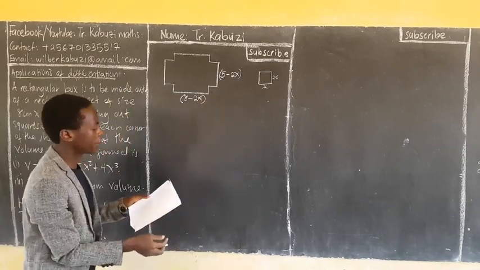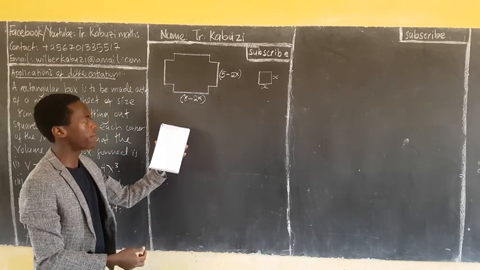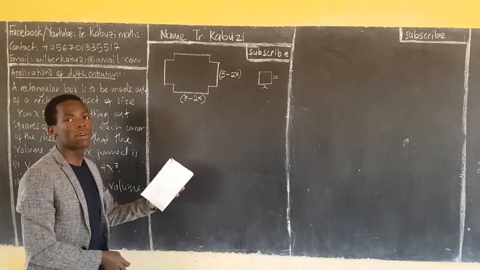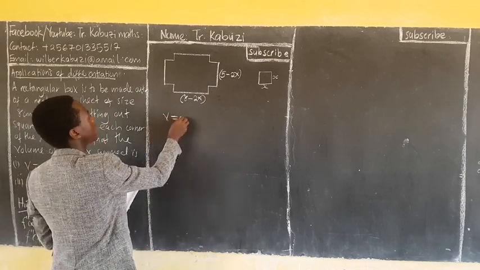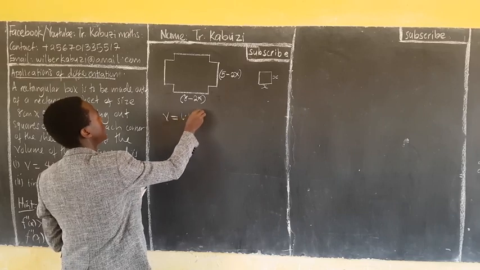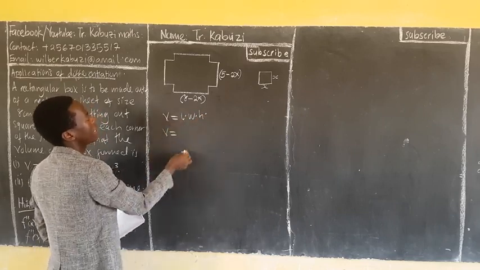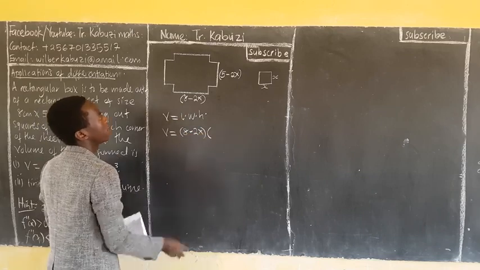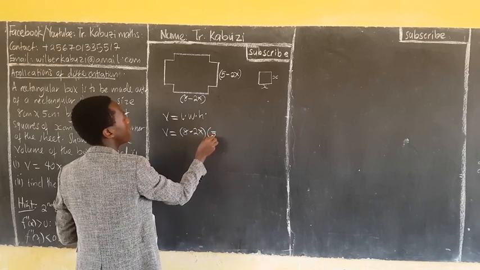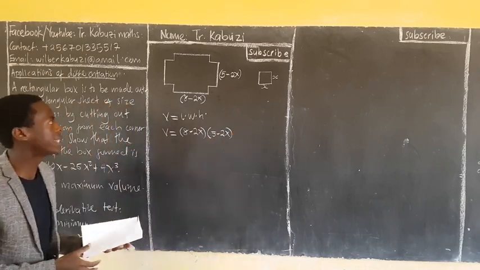Now, you see that I want to form a box, and this is the type of box I'm going to form. I know that the volume of the box is given by length times width times height. So here my volume will be, now my length is 8 minus 2x, times the width, which is 5 minus 2x, now times the height. The question is how I will get the height.